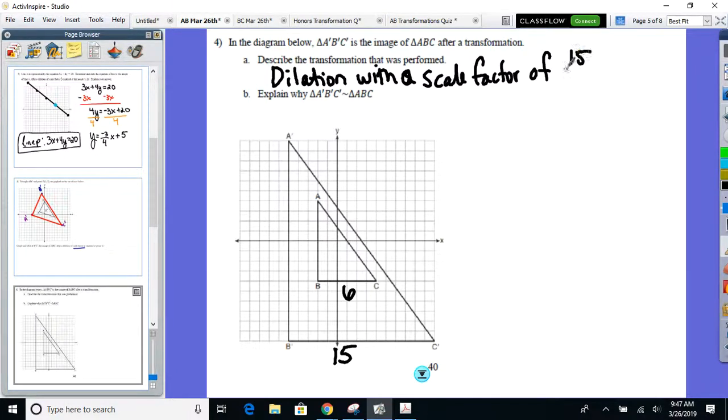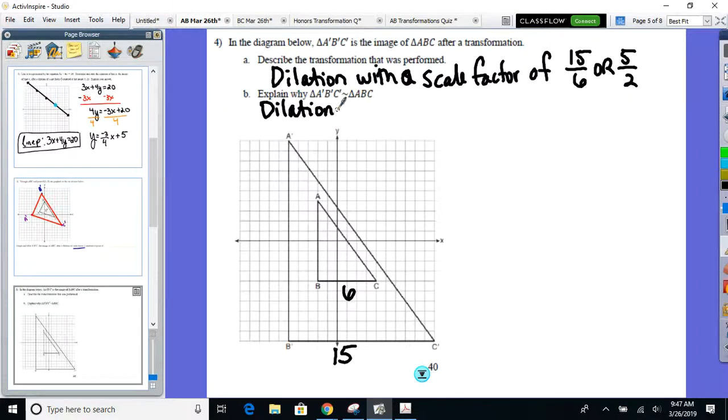So you guys can leave it. Any studs reduce that? What is that reduced? 5 halves? Or 2.5, whatever, okay, that's fine. Why are they similar? Obviously, they're not congruent. Why are they similar? Well, first of all, what is this? Dilations, right?